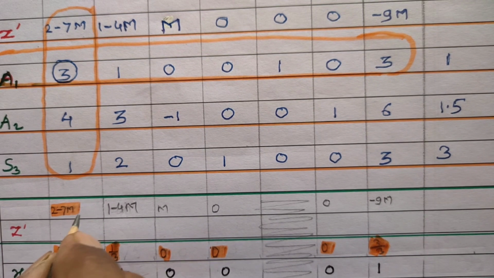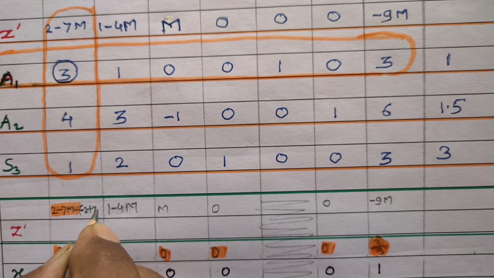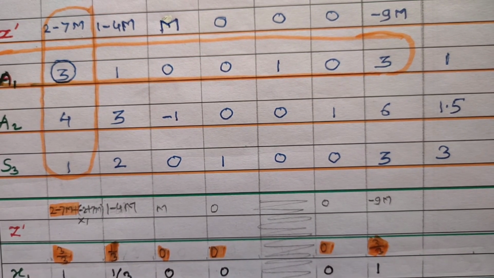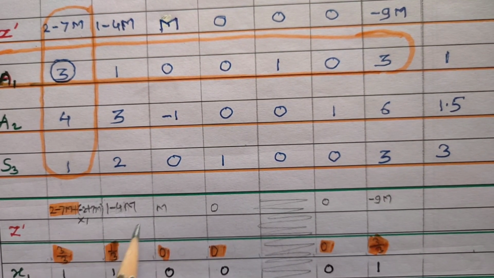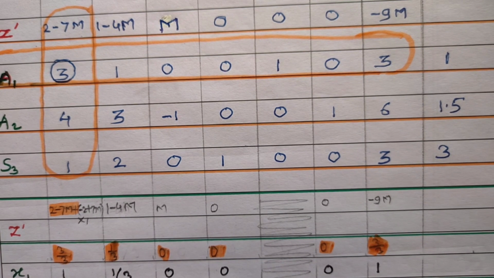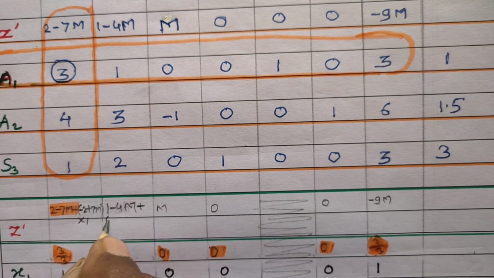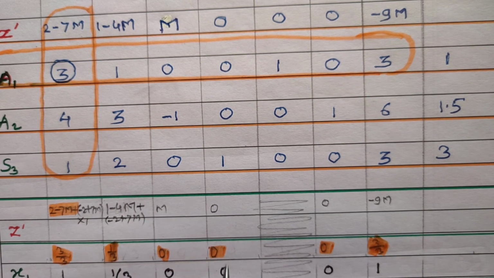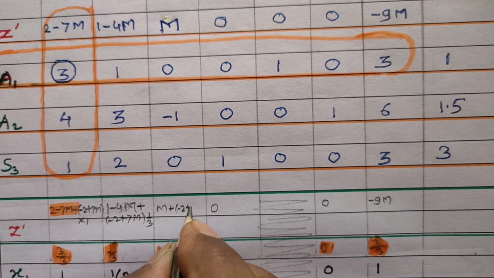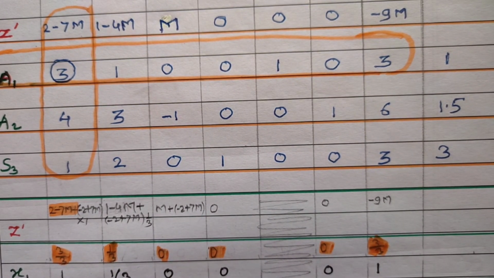This we can write plus minus 2 plus 7m into this key row element 1. Now from this row, same operation we have to apply, plus into bracket minus 2 plus 7m into key row element. We can write here plus minus 2 plus 7m, keep this as it is, into key row element is 1 upon 3 here, plus minus 2 plus 7m into key row element is 0 here.